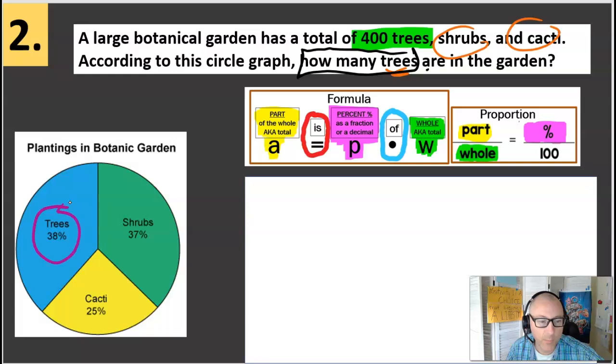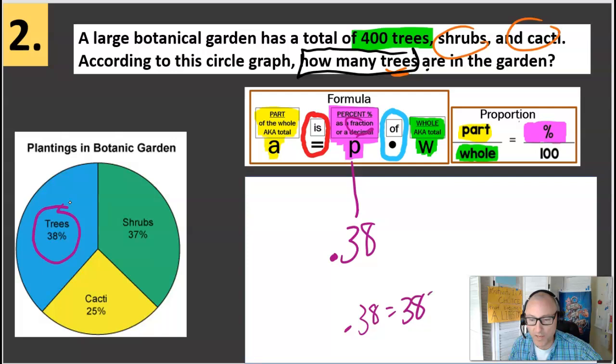Okay, well, 38% of them are trees. So let's put the 38. Now I'm not gonna mess up like I did this time. I know it says as a fraction or decimal, so I know I just got to put this here. It's 0.38. That's the decimal form of 38%. 0.38 is the same thing as 38% as far as we're concerned right now. All right, for these kinds of problems.